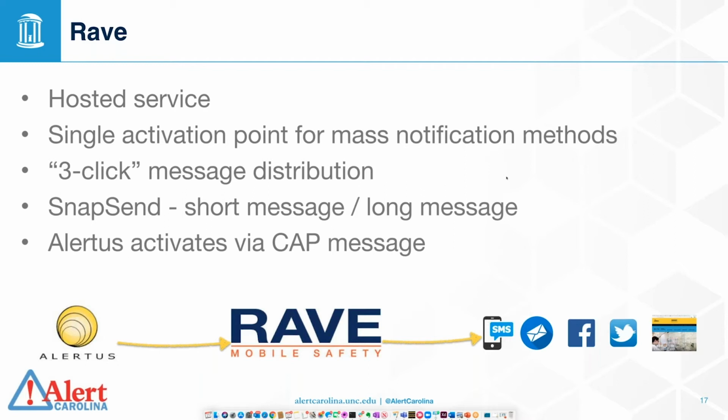We have forward and backward integration from Rave to Alertus. So in the event that we had to activate for another specific scenario in which we were adding in location-specific information or incident-specific information that we then wanted to use Alertus's desktop notification or their beacons, we have CAP integration enabled from Rave back to Alertus to do that activation.